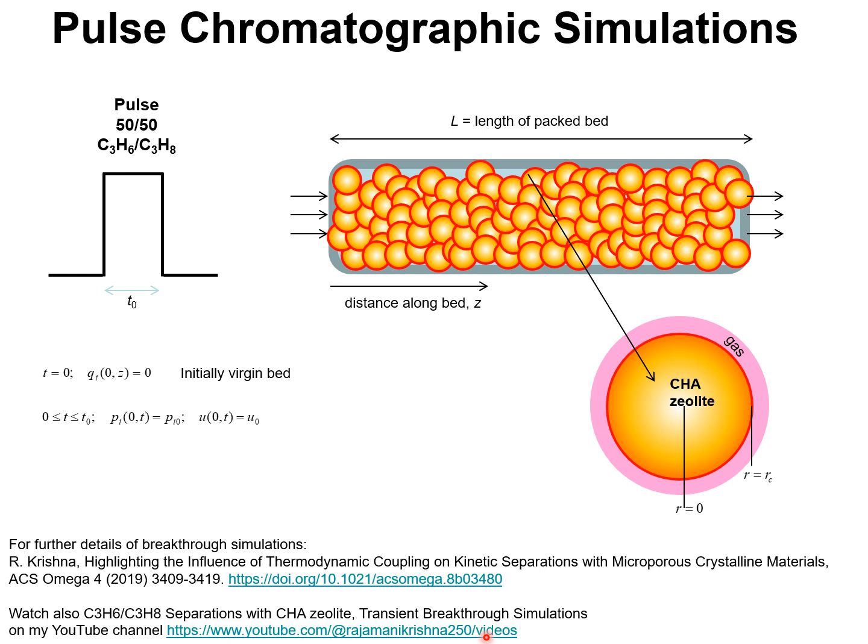Today, I'm going to demonstrate the importance of thermodynamic coupling by performing pulse chromatographic separations in a fixed bed packed with chabazite zeolite. The feed mixture is a 50-50 mixture of propene and propane at a total pressure of 200 kilopascals and at a temperature of 353 Kelvin.